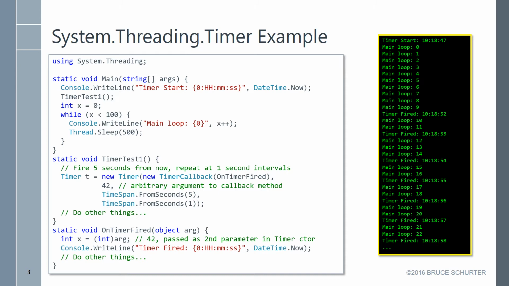So if you look at the output, you can see the timer started at 10:18:47 seconds, and then we have 10 iterations of the main loop. Why do we have 10? Because we slept for 500 milliseconds, or half a second, for each iteration of the loop. And since the first timer doesn't fire for 5 seconds, that gives us 10 iterations.